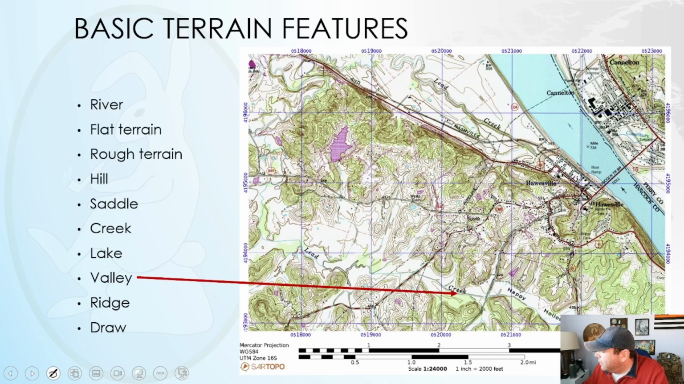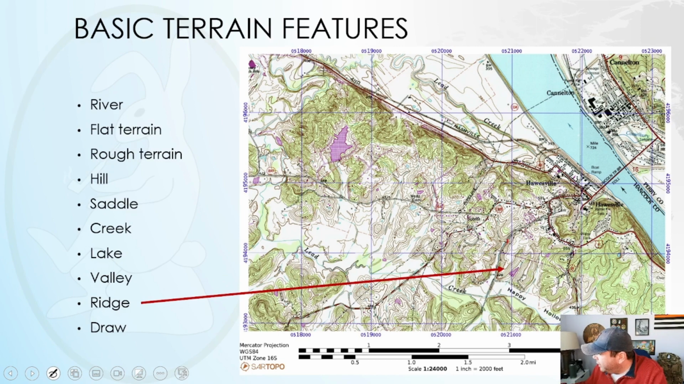You look here, you see a valley. You see over here to the south some rough terrain, and then you have some more rough terrain up here to the north. This area in between is a valley. We see rough terrain on both sides, so this is going to be down below. You see a water source running right down the middle of it. That's a valley.